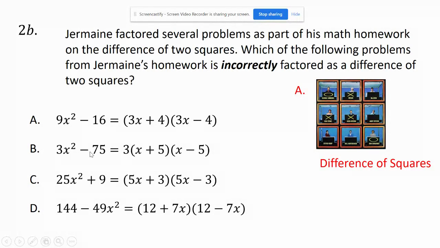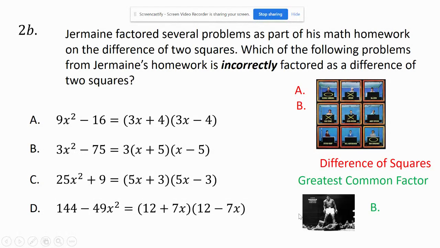When I look at B, at first I can see that's not square rootable, but if I take a greatest common factor out of B and take that 3 out, then I have x squared minus 25, which is a difference of squares, which would make this answer right here.